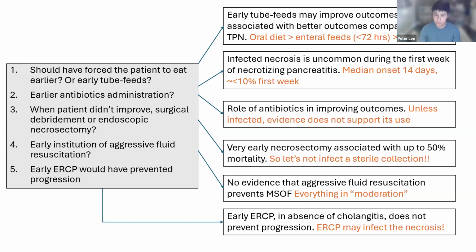Early necrosectomy, we really moved away from this, and our surgical colleagues would tell you the history behind it. That's not indicated, and there's no evidence that aggressive fluid resuscitation, in excess of 5 liters, helps. It may harm the patient and doesn't really improve outcomes at all. And early ERCP in the absence of cholangitis does not prevent progression.